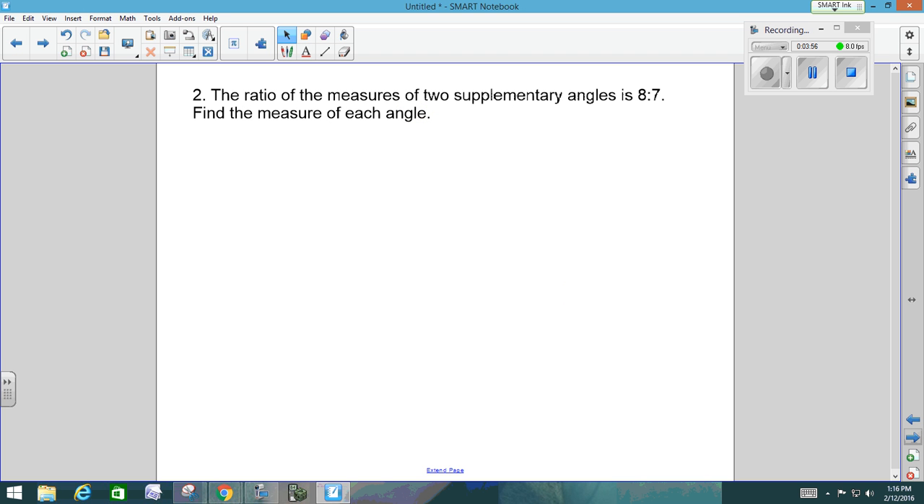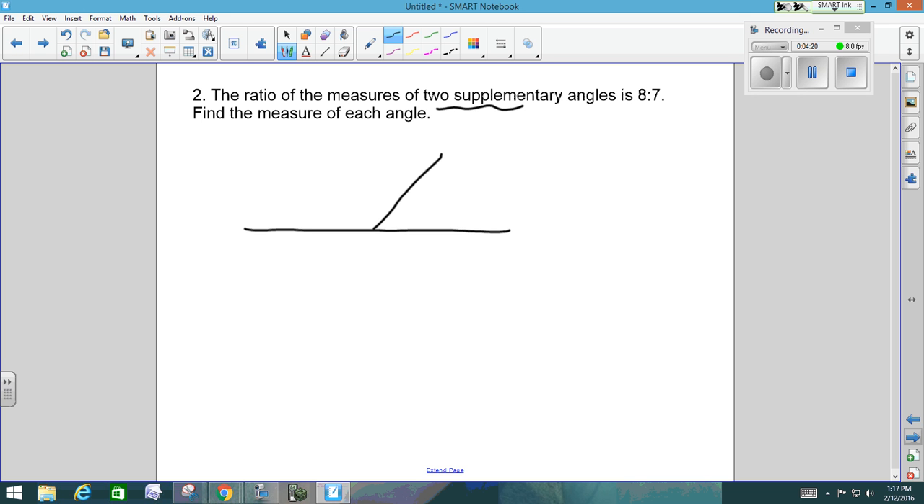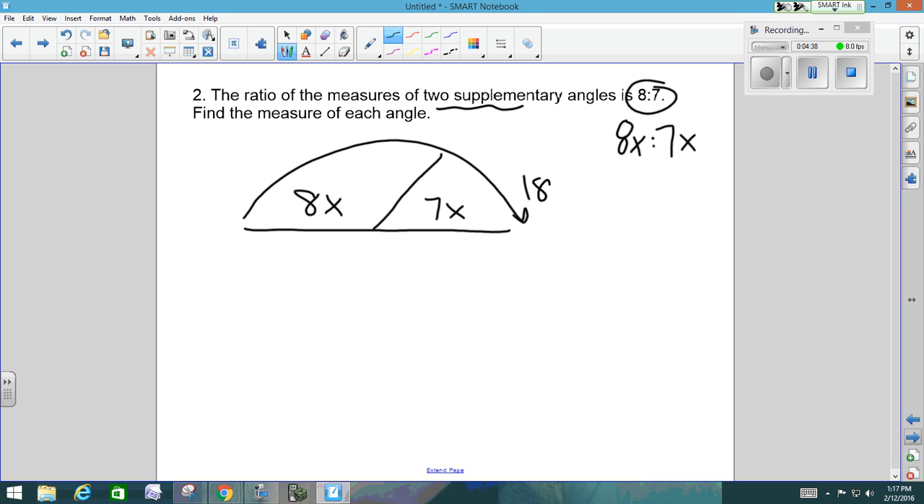Example number 2. The ratio of the measures of 2 supplementary angles is 8 to 7. Find the measure of each angle. Supplementary. What does it mean if 2 angles are supplementary? Good. They have to add up to 180. So I know that these 2 angles are going to add up to 180. Well, that means they're going to make a straight line. Okay. This ratio, 8 to 7, I could also write that as 8x to 7x because I took both sides of the ratio times x. Let's pretend that this is the 8x angle, this is the 7x angle. Together, they form a 180.